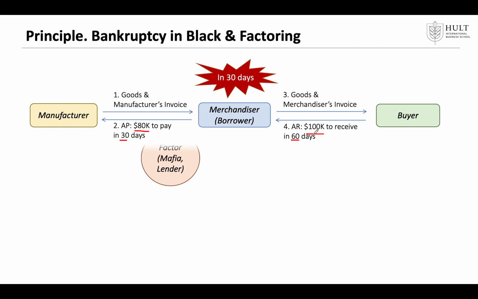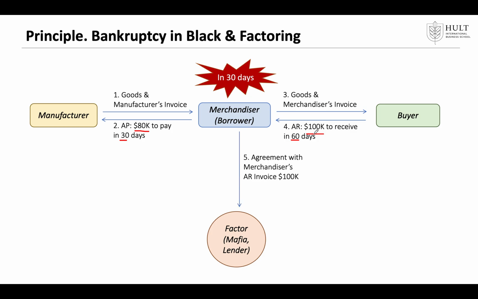So these merchandisers now search for a lender. So the merchandiser brings this AR invoice, the right to receive cash, $100,000 from the buyer, to the factor, which is the lender. Now these factors check the credit of these buyers. Okay, does this buyer have the ability to pay this $100,000 within the term of 60 days?